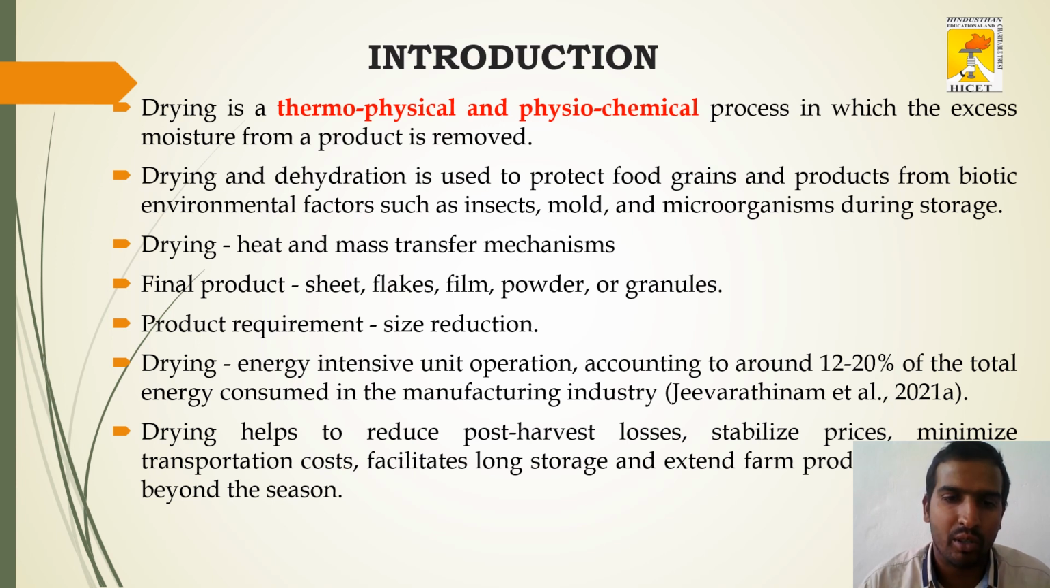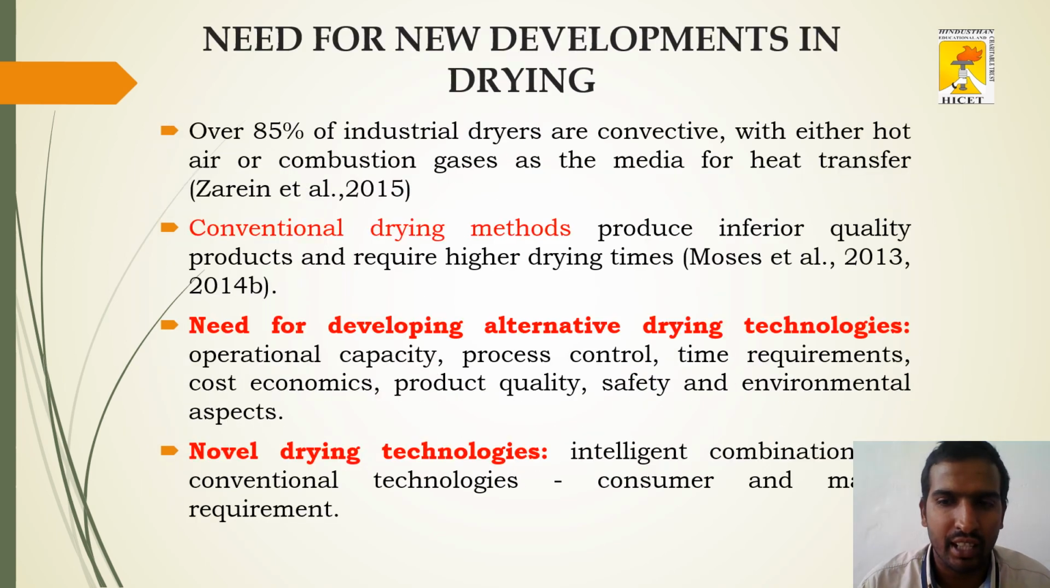Drying helps to reduce post-harvest losses, stabilize prices, and reduce the capital investment in transportation. It facilitates long storage and extends the farm produce beyond the season. The mechanism behind drying is the movement of moisture from the interior towards the surface and from the surface to the atmosphere. It involves a constant rate of drying, a first falling rate, a second falling rate, and finally you attain the equilibrium moisture content. This is the drying process that takes place.